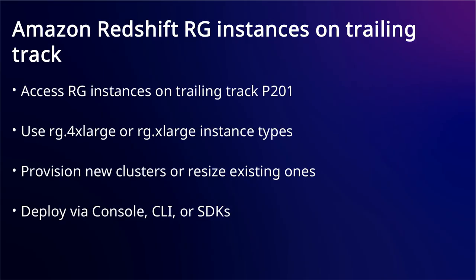Production workloads require stability while maintaining performance and cost efficiency. You can now provision Graviton-based RG instances on the trailing track, P201, which provides a version already validated through the leading track. You access RG instances on the trailing track starting July 7, 2026, ensuring your production workloads run on stable infrastructure. You use RG.4s-large or RG.extra-large instance types to achieve up to 2.4x faster query performance than RA3 instances at 30% lower price per vCPU.